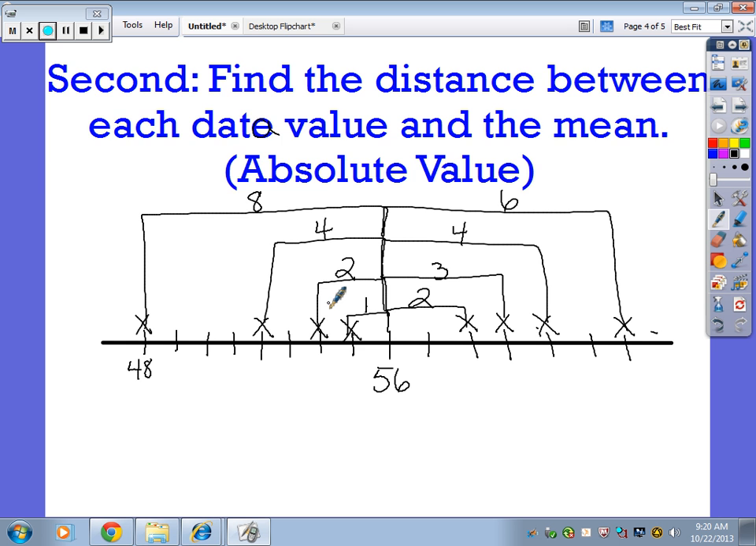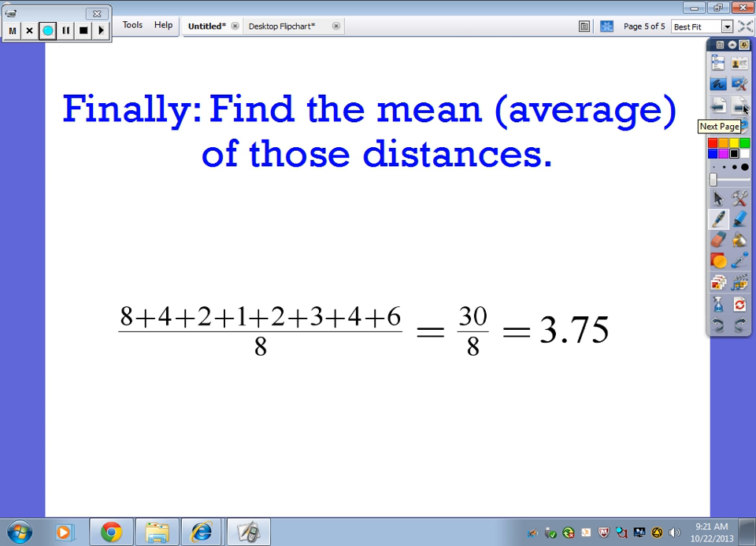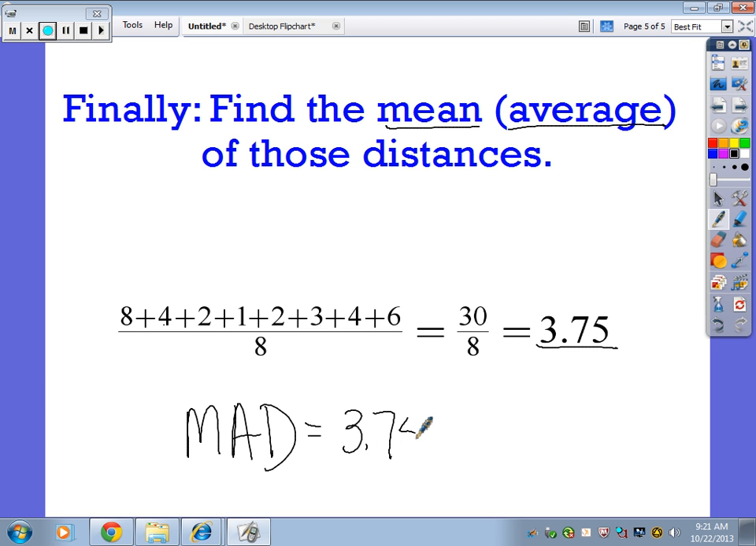Okay, so now the last step in finding the mean absolute deviation is to find the mean or average of those distances. So we add 8 plus 4 plus 2 plus 1 plus 2 plus 3 plus 4 plus 6. We divide that by 8 and we get 30 divided by 8, which is 3.75. So the mean absolute deviation, MAD, equals 3.75.